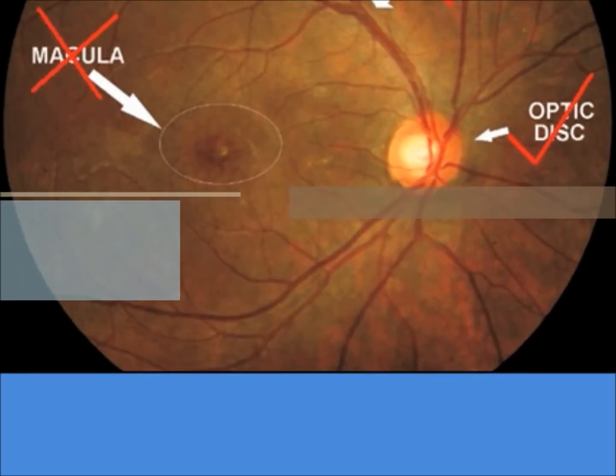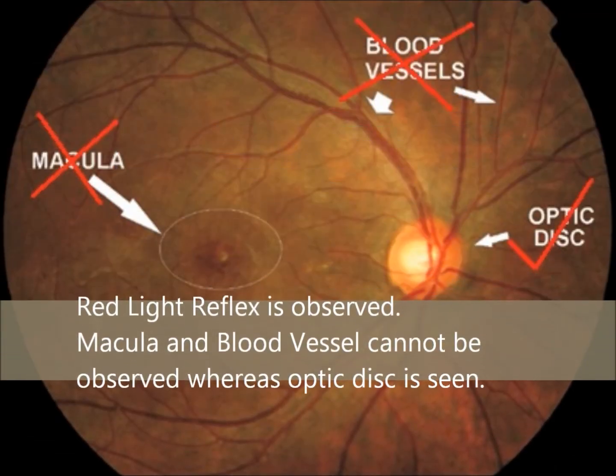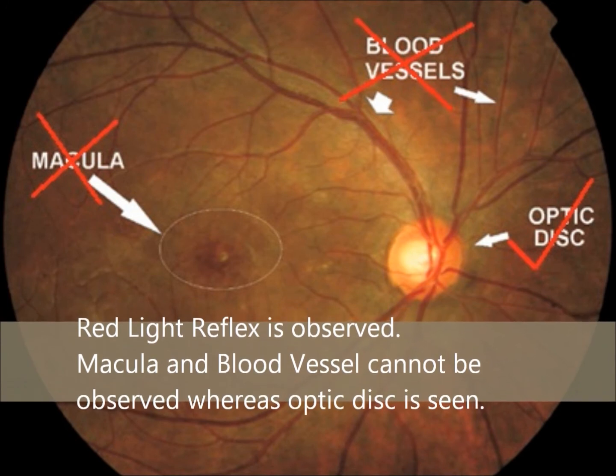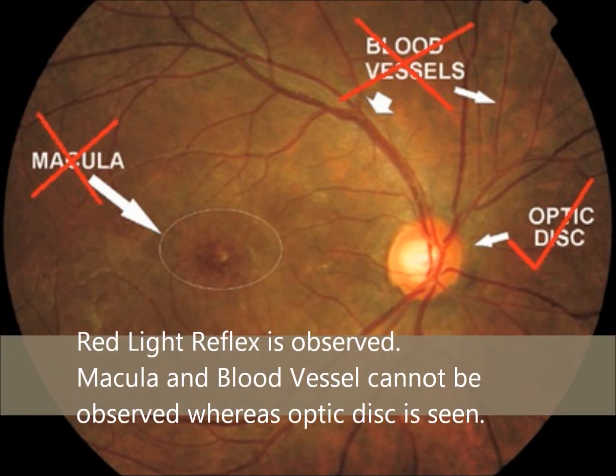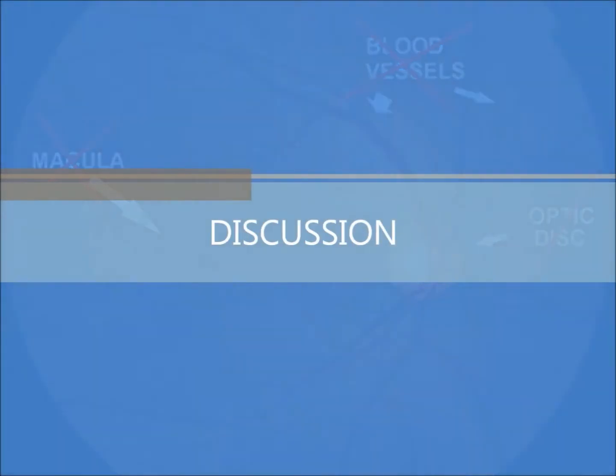Result. The red light reflex is observed before approaching nearer to the subject. Blood vessels and macula could not be identified. However, the optic disc can be seen. Discussion.